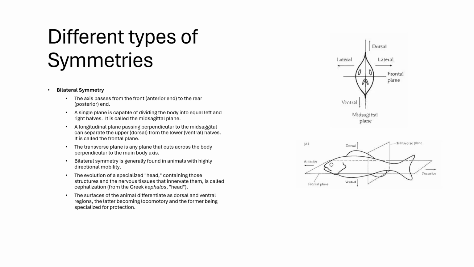So in organisms with bilateral symmetry, the dorsal region generally forms a protective portion of the body, and the ventral region develops limbs which are used for locomotion in such organisms. So with this we come to an end to this topic of symmetries in biological organisms.